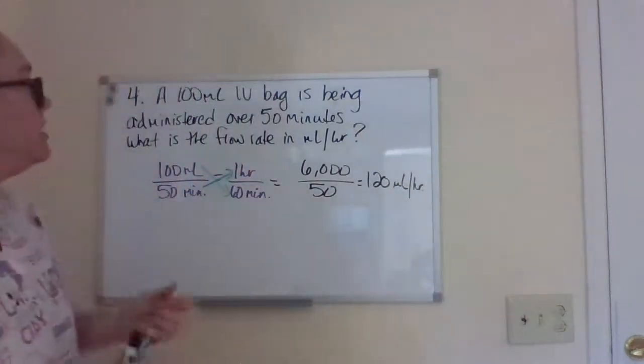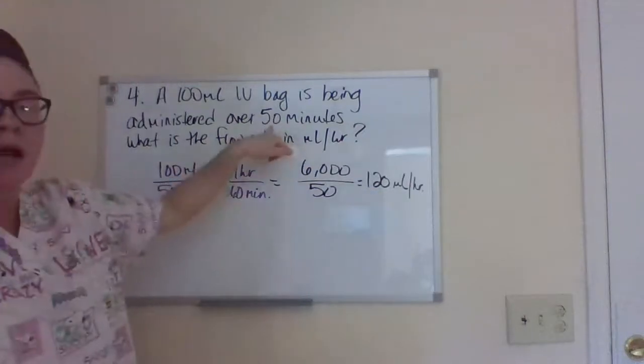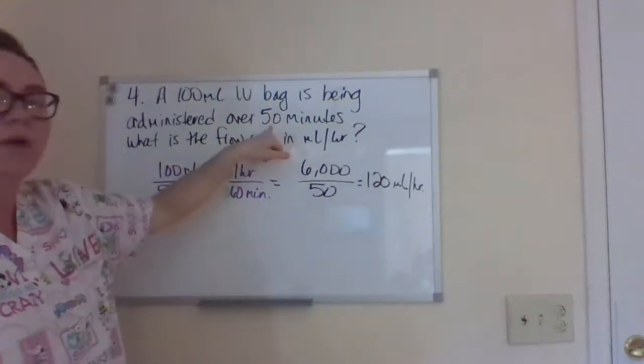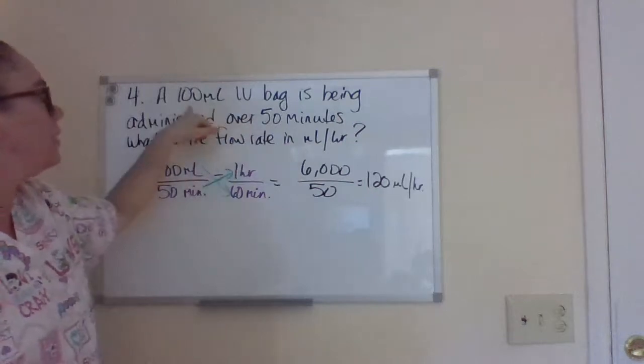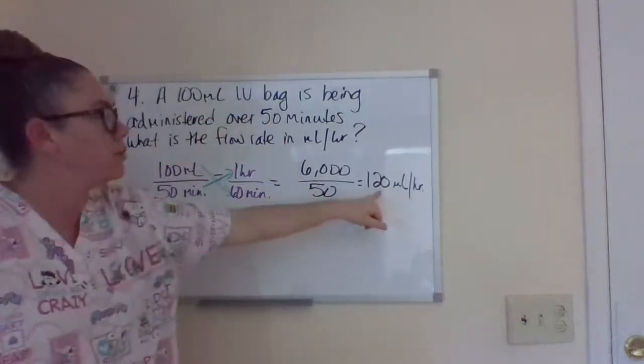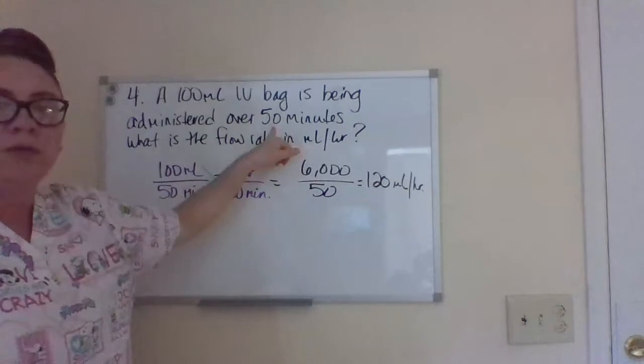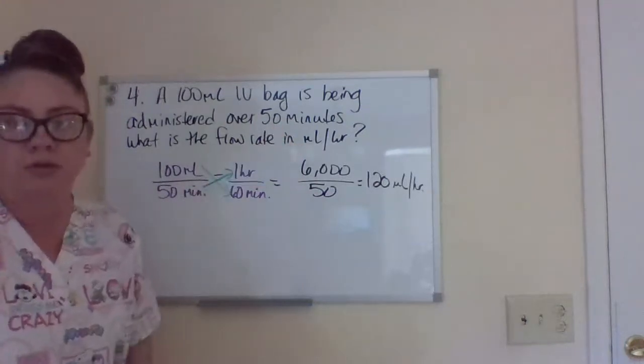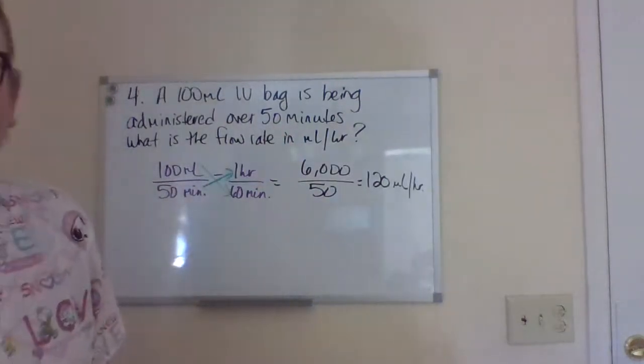That makes sense because it's not quite an hour that the bag is running. It's only running for 50 minutes. We have 100 mLs. Running at 120 mLs per hour, we're going to be within that 50-minute range. Okay, so we're going to do another one.